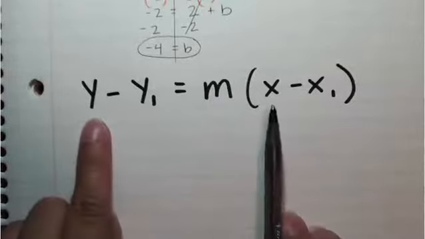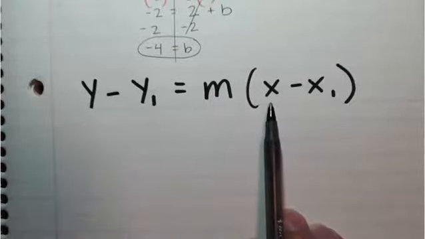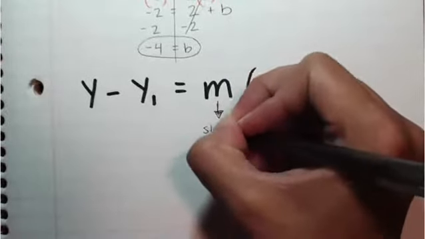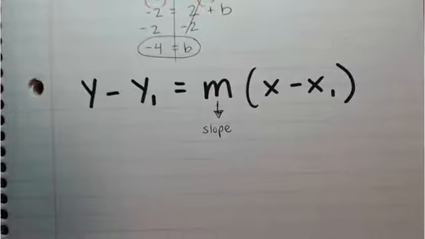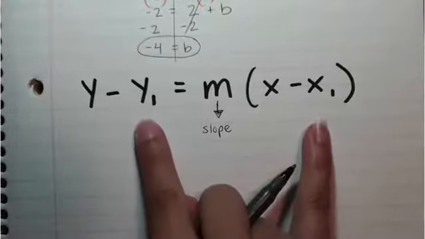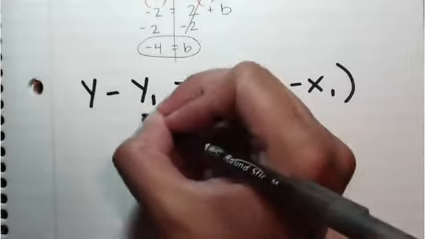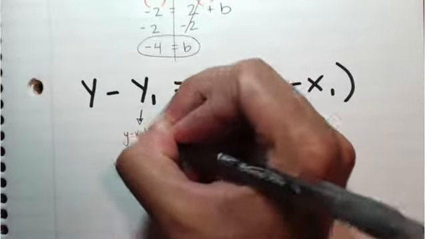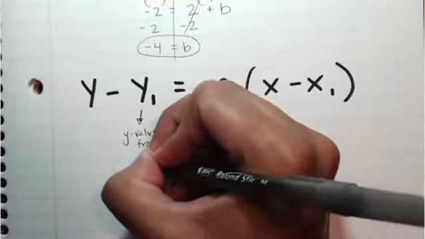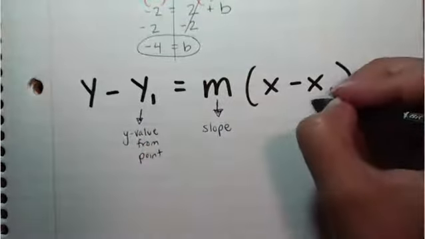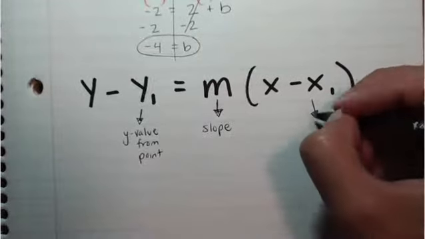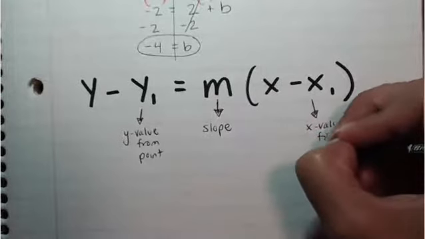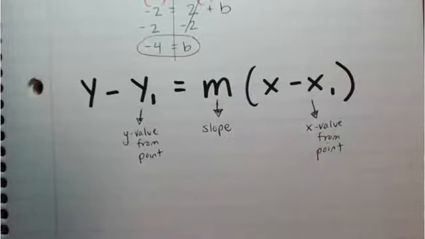Okay, so like I said before, our x and our y is just going to be x and y in the equation. We know that the m represents our slope. That will not change. And the x1 and y1 come from the point that they give us. So this is going to represent the y value from the point that they give us, and the x1 represents the x value from the point that they give us. So go ahead and write that down.